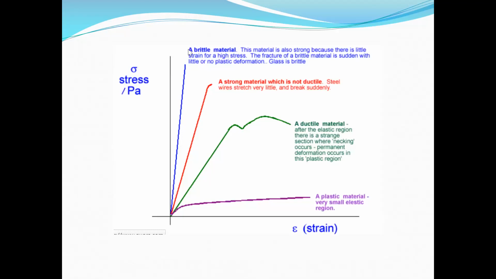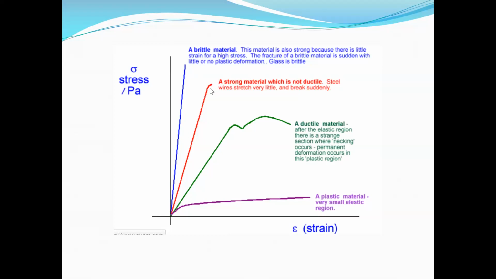This slide actually shows 3 types of material. Typically, this is stress, this is strain, and the blue one indicates the brittle material. Actually, they're strong, but the problem is that there is no strain. So you see, this shows strain. If you come to this point, the stress is very high, but the strain is very little, and it does not have any plastic deformation.